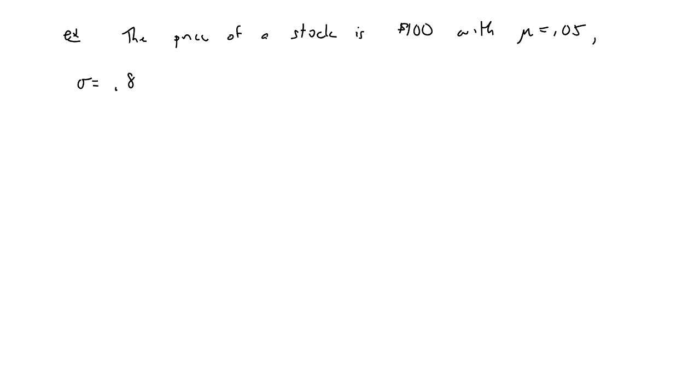So we assume the price of stock currently is $100 with a drift parameter of 0.05 and a sigma of 0.8. And I want to find what's the probability that the price in, say, 5 years is more than $175.